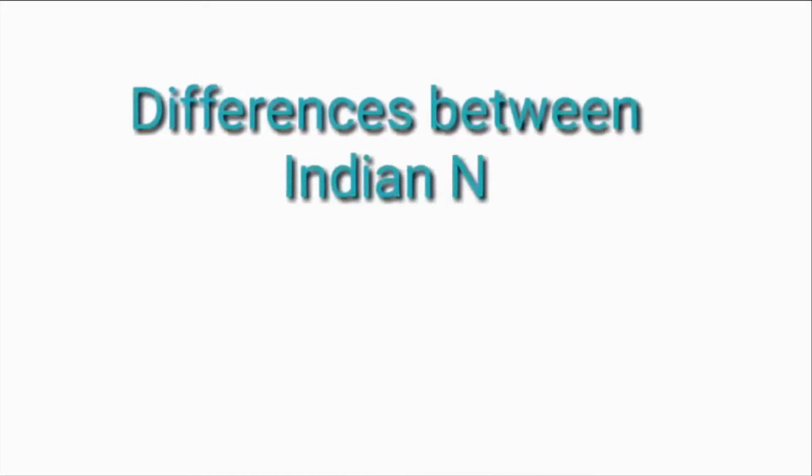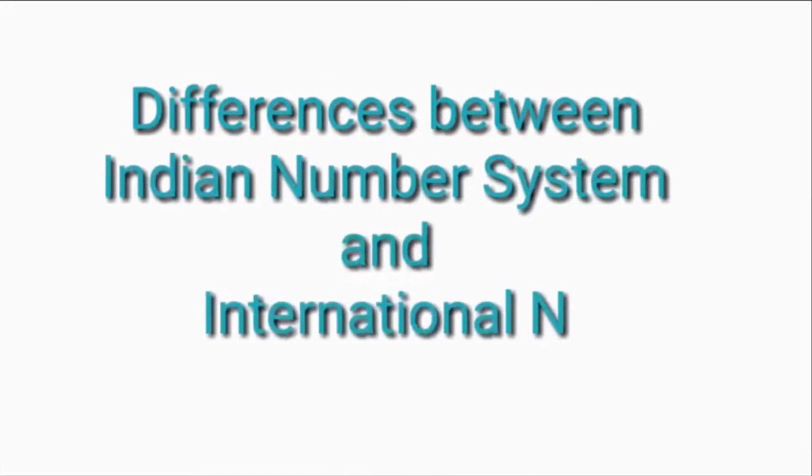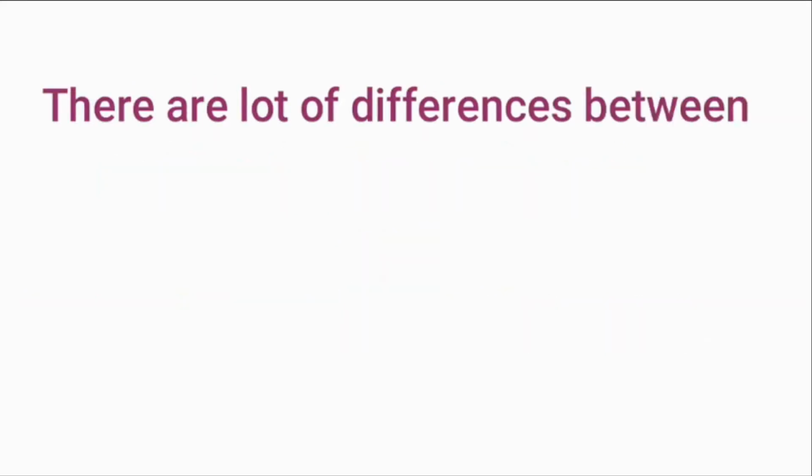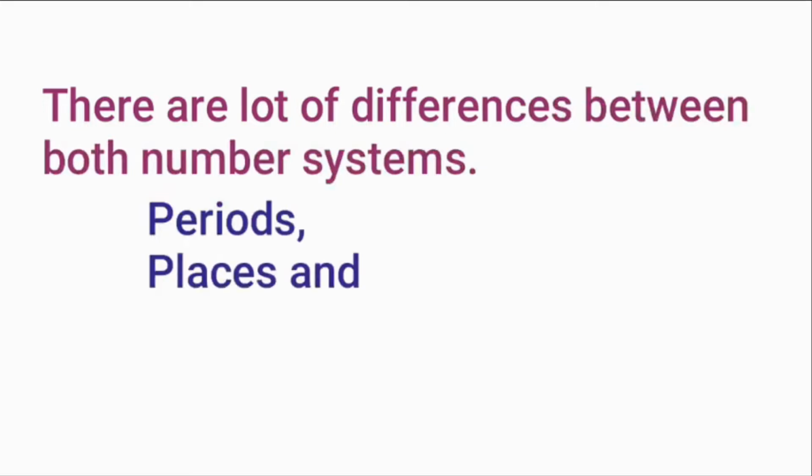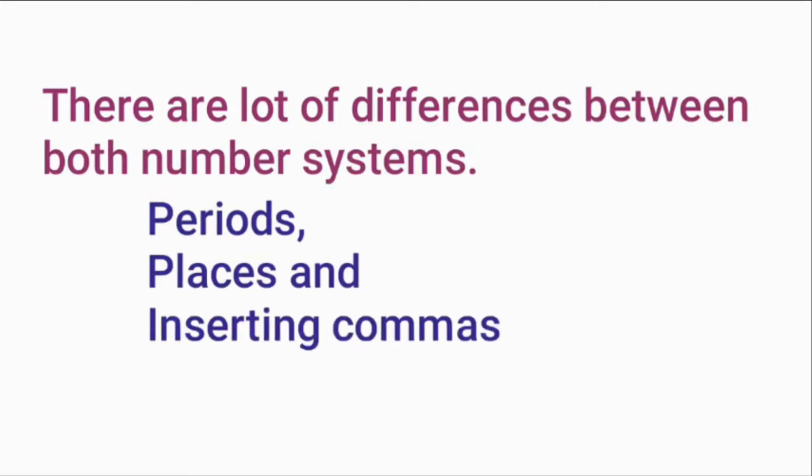Welcome kids. Today we will learn place value in Indian and international place system. Differences between Indian number system and international number system. So differences are periods, places and inserting commas.